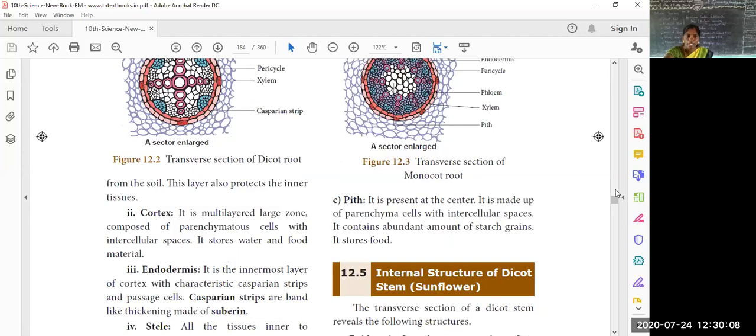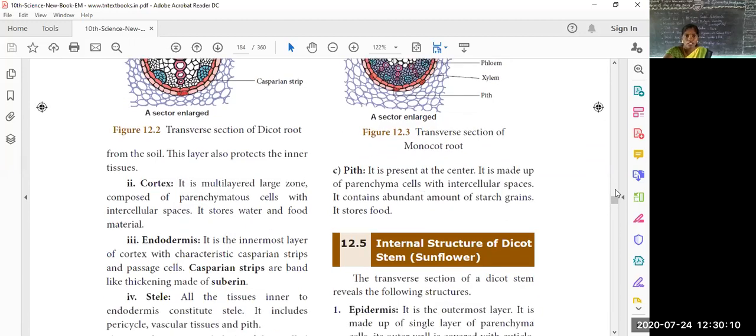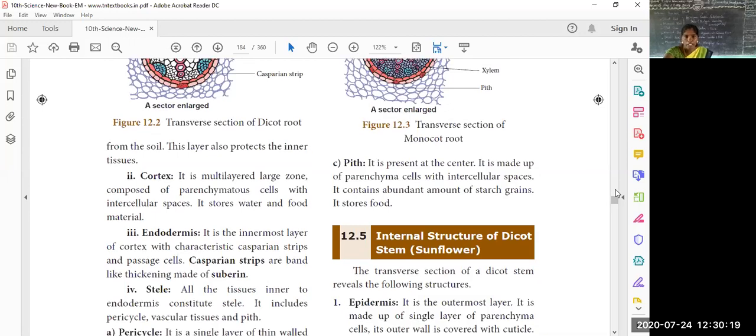This layer also protects the inner tissue. Next, cortex. Cortex region is a multi-layered zone. It is composed of parenchyma cells with intercellular space. It stores water and food materials like a dicot root.